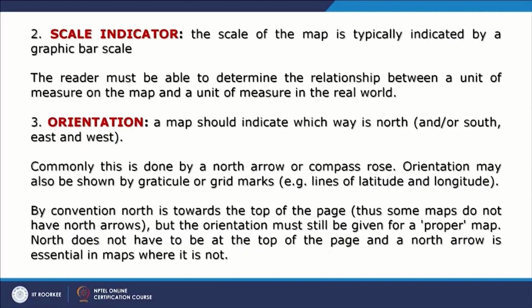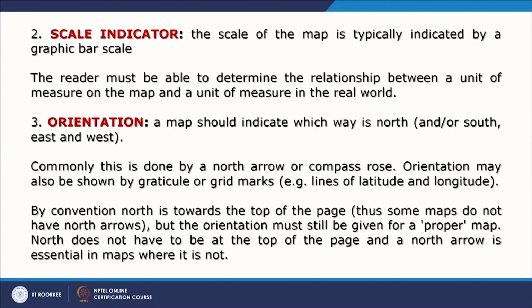If north has been rotated, it must be mentioned. Even if it has not been rotated, it must be mentioned. So putting a north symbol is always an essential part of a map. This is done, as you know, by using a north arrow or a compass rose, and orientation may also be shown by graticules or grid marks, through a grid which is a latitude longitude grid.